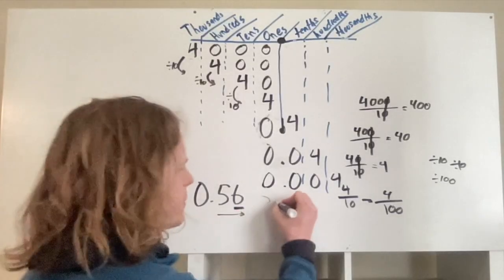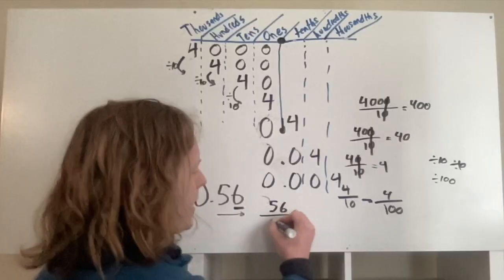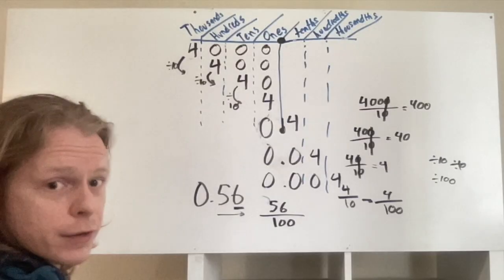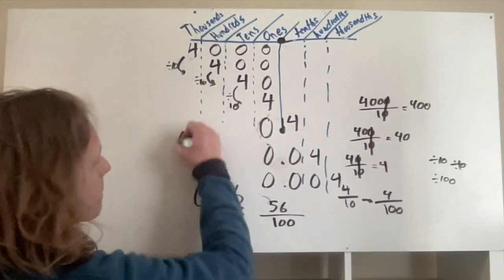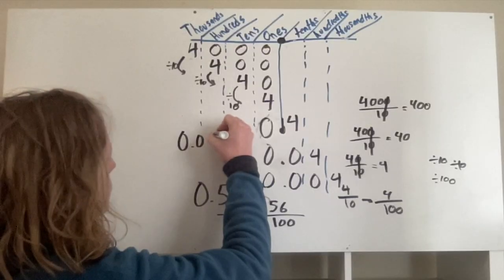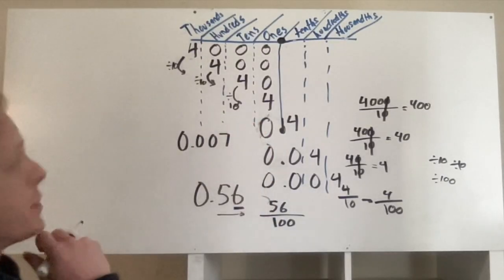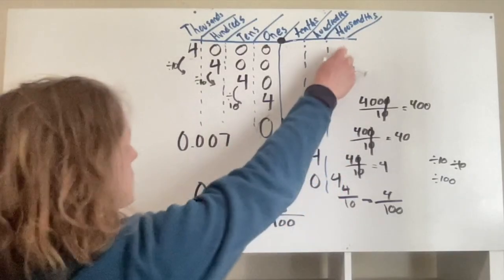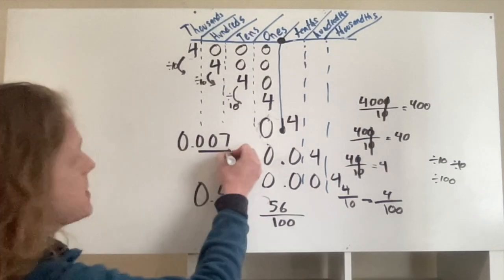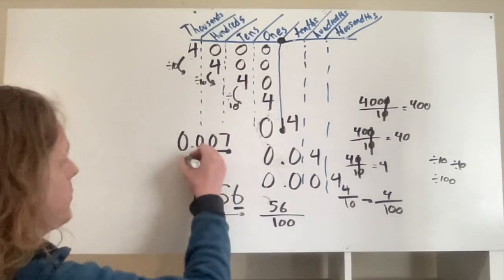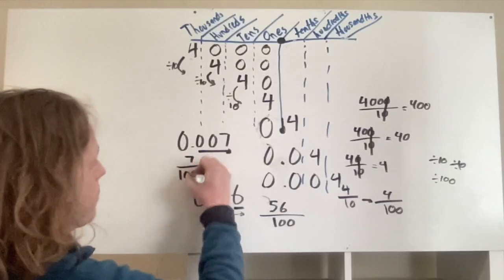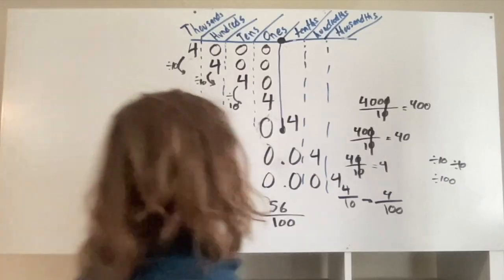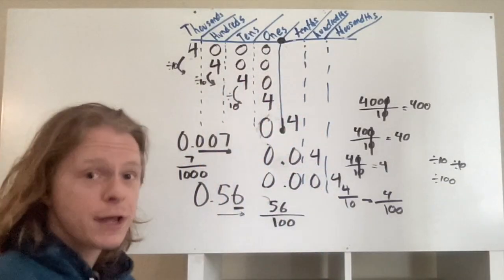What would that look like as a fraction? 56, and if I have hundredths, that means my denominator is 100, okay? And as we've seen, let's change up our digit. So now I have a 7, and what place value is that in? It's in the thousandths place. So how would I say this? Well, it's 7 thousandths. That would be 7 out of 1,000.